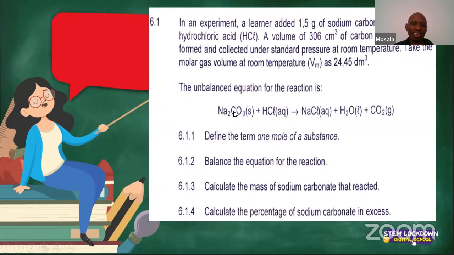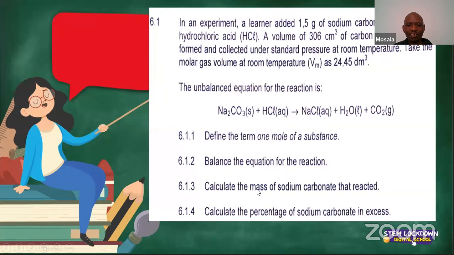And then what about the carbons? Carbons, it will be 1 on the left and 1 on the right, sorry. And then what about the oxygen? It is 3 on the left, and then how many on the right? It is 2 plus 1, which gives us 3.